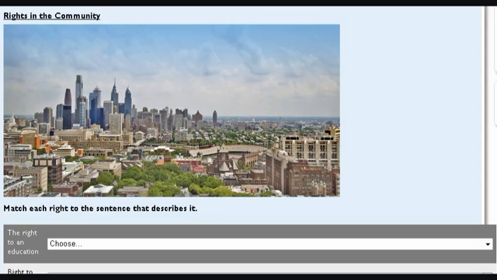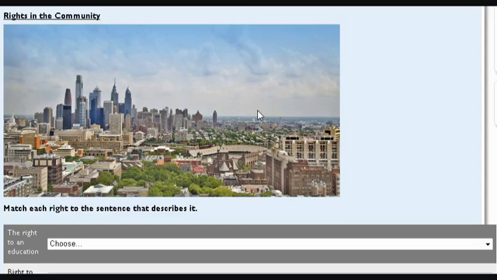So, for example, the one that we're looking at right now, if you look at the top, it says rights in the community. So what we're thinking about there is rights that we have in our communities. I put a picture of Philadelphia here, which is a very big community, but communities can be as small as your city block. They can be really, really small towns. It could be just you and maybe a couple of your neighbors. So community is any kind of area that people share in some way where they live.